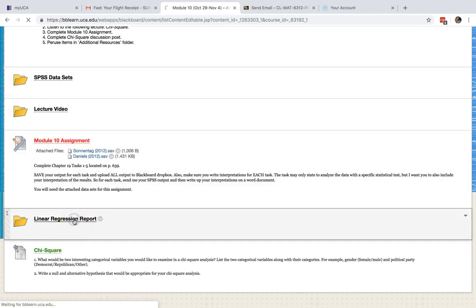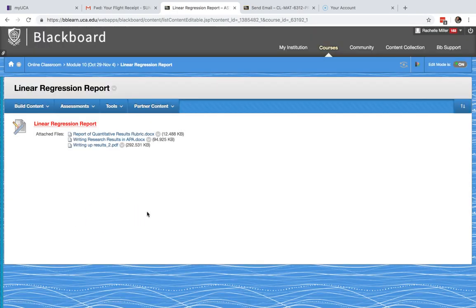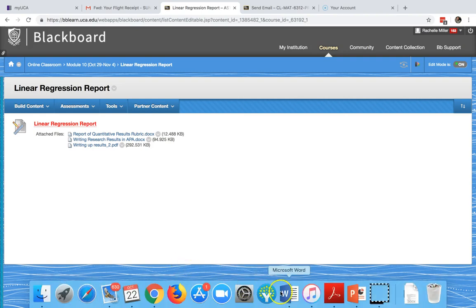So I just want to show you this linear regression report folder. These are all of the documents that I have as resources for you. I had someone request an example of a quantitative report, and I was looking back at my previous submissions, and I've tweaked the assignment since then, so I can't really provide you with a really good example like I would like to. But I'm hoping that the resources that I have and going over the rubric will give you a good idea of what the expectations are for this assignment.